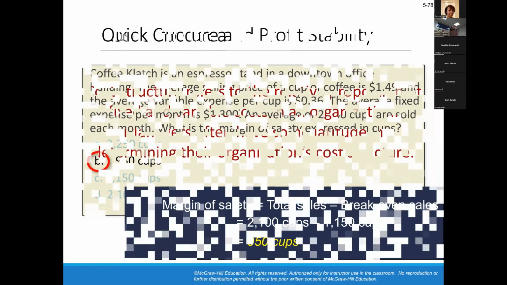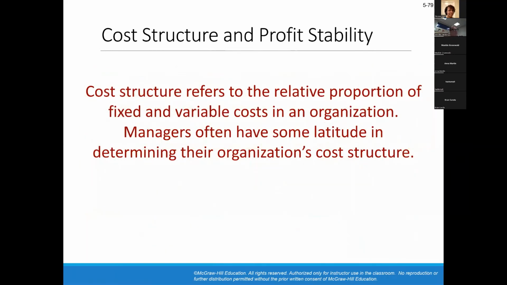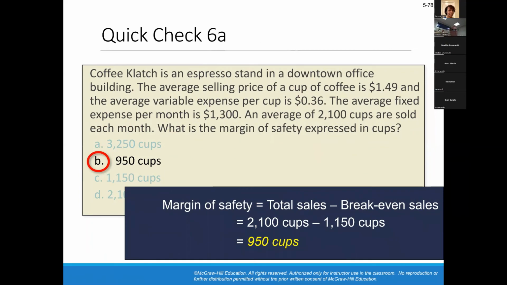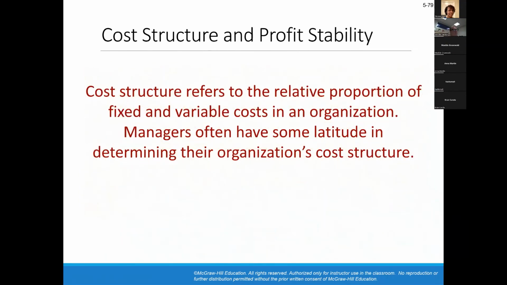Okay, and they're showing you that math, but they're not showing you where the 1,150 came from. So just remember that that's from number 3. Okay. See, I think that might have been the last one for our example.